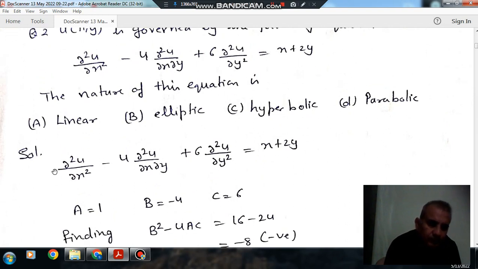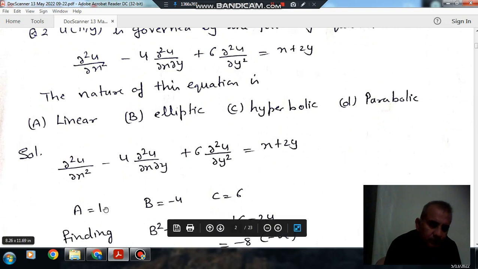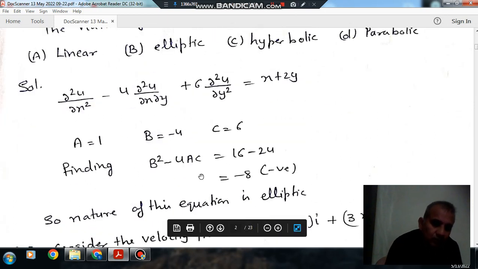Here A is the coefficient of ∂²u/∂x², A is 1, and similarly B is minus 1 and C is 6. To determine the nature of the equation, we will find B² - 4AC, which is equal to minus 8. As it is negative, the nature of the equation is elliptical.